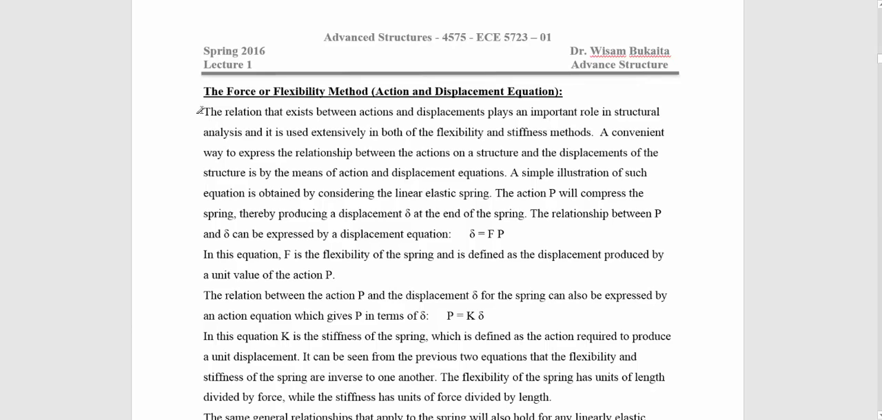The relation that exists between action and displacement plays an important role in structural analysis, and it is used extensively in both the flexibility and stiffness methods. So this relation between action and displacement is for two different methods, the force method or flexibility method, and we will talk next lecture about the stiffness method. This relation applies in both methods, but each method has a different equation.